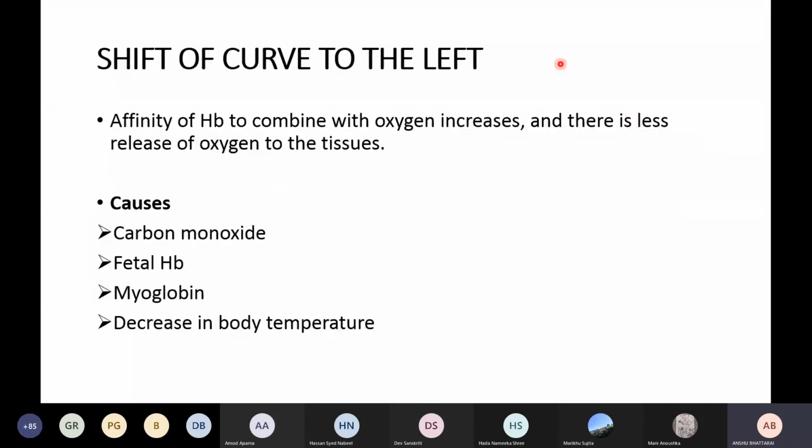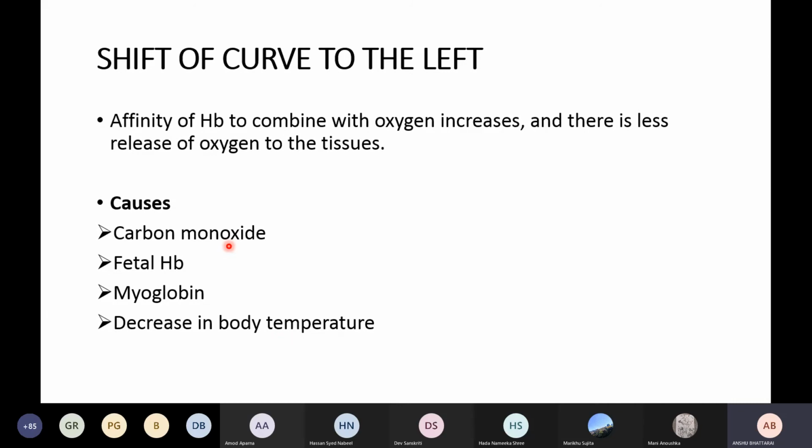Now, there are also some factors that cause shifting of this curve to the left. One of them is carbon monoxide. Another is fetal hemoglobin, myoglobin, and decrease in body temperature. This decrease in body temperature is obvious. You know the effect of temperature, right? Now, talking about carbon monoxide, why does it shift this curve to the left?